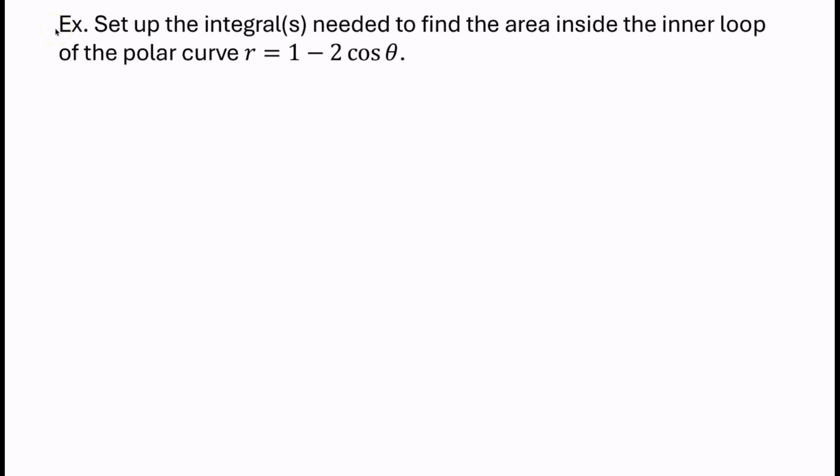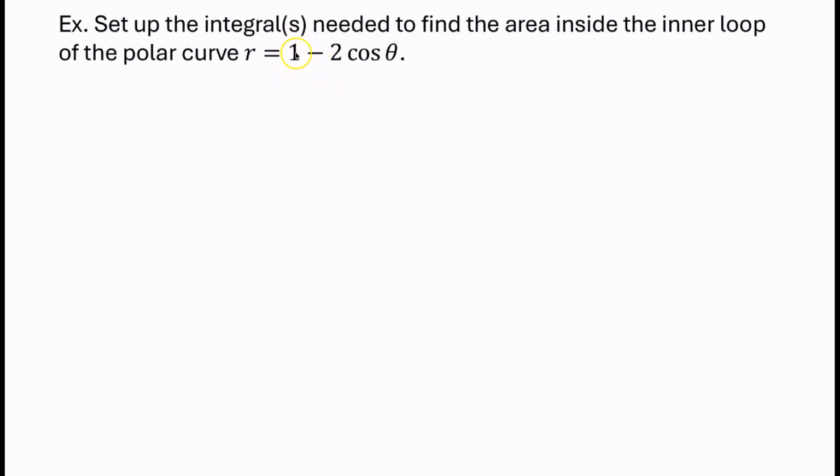In this example, we can see we have no graph, so we're going to have to graph. We want to set up the integral or integrals needed to find the area inside the inner loop of the polar curve r equals 1 minus 2 cosine theta. Well, yes, we have to graph, but there's a little bit of a hint because we want to find the area inside the inner loop, so that tells us this polar equation has a graph with an inner loop because it's an inner loop limacon.